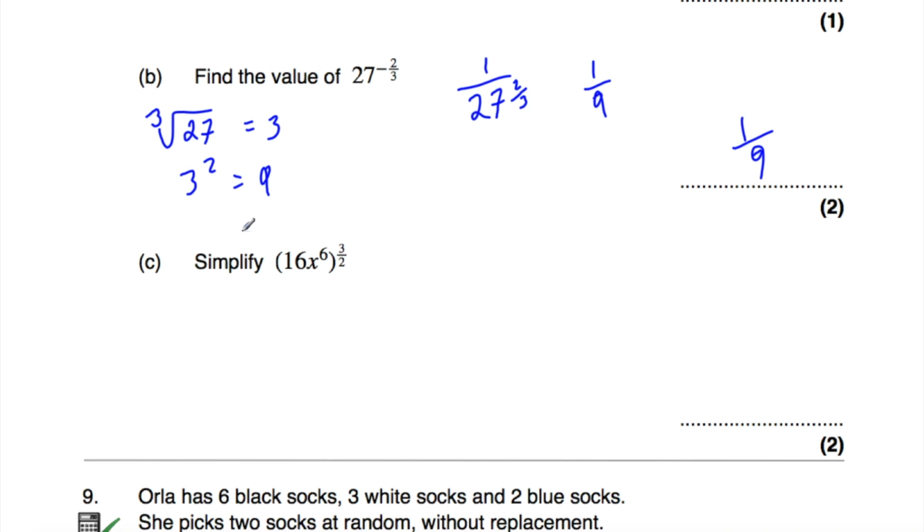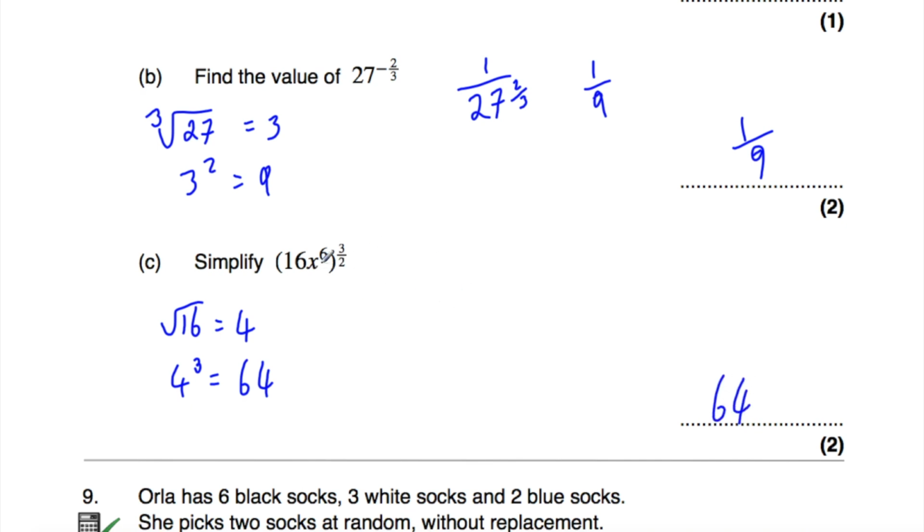Okay, let's have a look at part C. So part C says to simplify 16x to the power of 6 all to the power of 3 over 2. So let's deal with the number in the front to begin with. So we've got 16 to the power of 3 over 2. So we're going to do the square root of 16 and then we're going to cube that answer. So the square root of 16 is equal to 4, and then on the numerator we've got a 3, so 4 cubed would be equal to 64. So that's going to be 64.